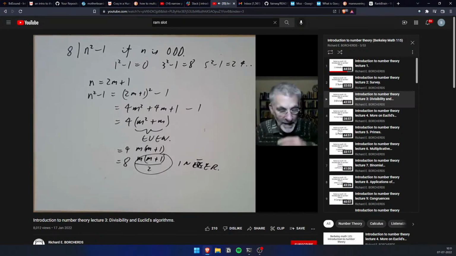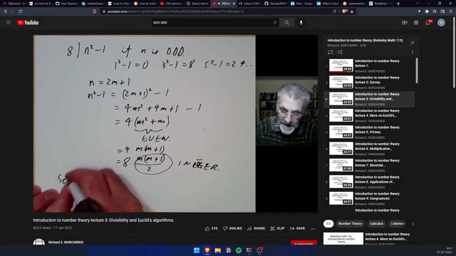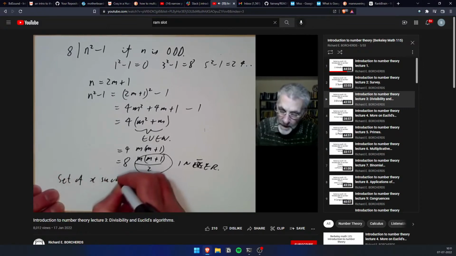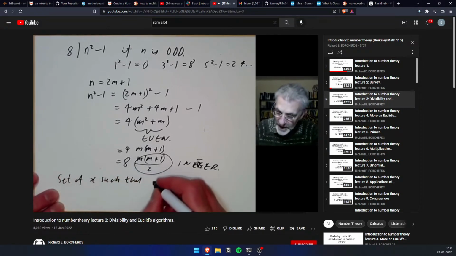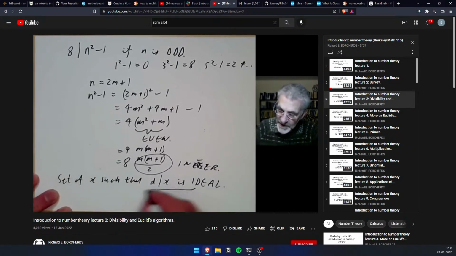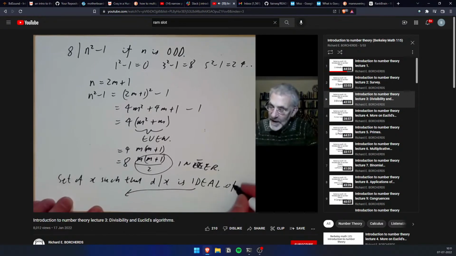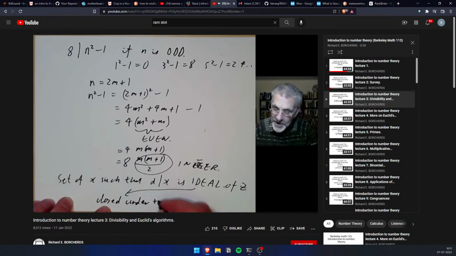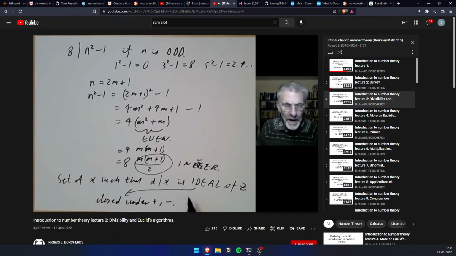Next we just point out that the set of x such that d divides x is something called an ideal of the integers. So I'll just recall what an ideal is. Well, an ideal of the integers is just something that's closed under addition and subtraction. If you're working with general rings, the definition of ideal is a little bit more complicated, but for the integers we can get away with this simple definition.